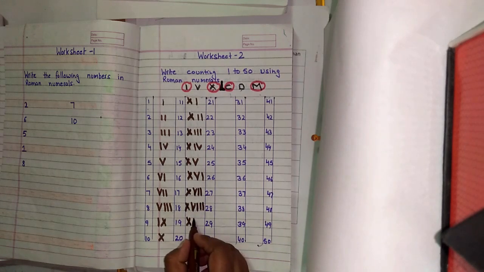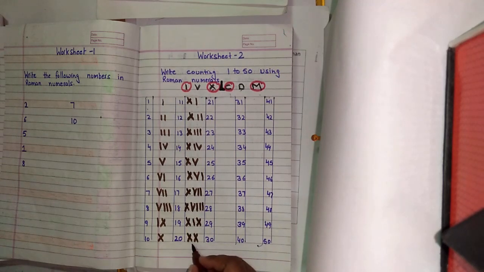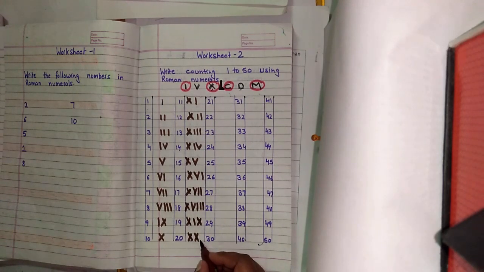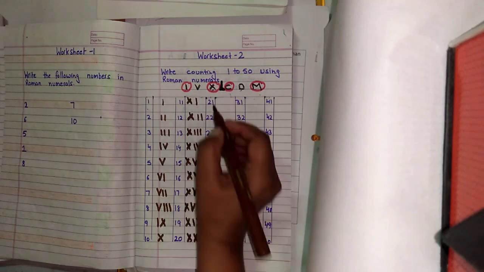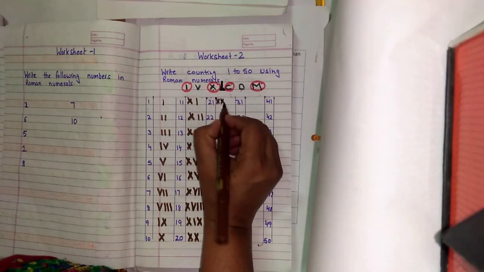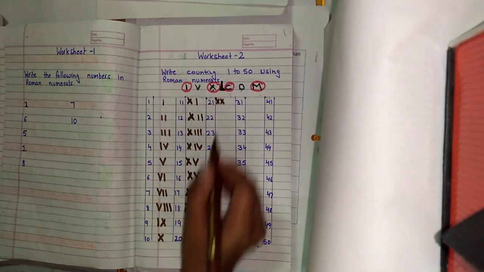IX is 9. So X and IX is 19. And for 20, as X can be repeated 3 times, so here this is 20. So X multiplication rule, or X plus X is 20. So that is the addition rule. Any rule you can apply here. So now again 20 and 1 to 9, I told you you'll use the same numbers.